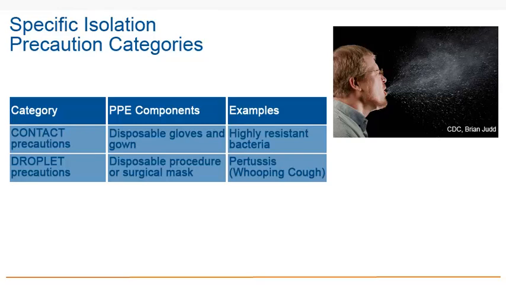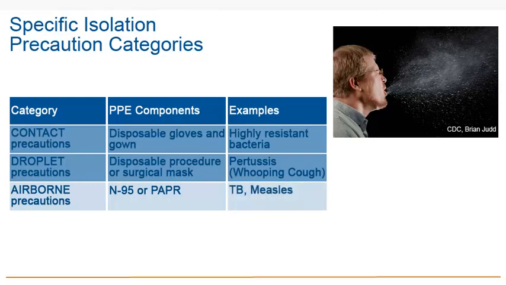Another isolation precaution category is airborne precautions. The PPE components for airborne precautions is a fit-tested and fit-checked N95 mask or a PAPR. Some examples of diseases that require airborne precautions are tuberculosis and measles.